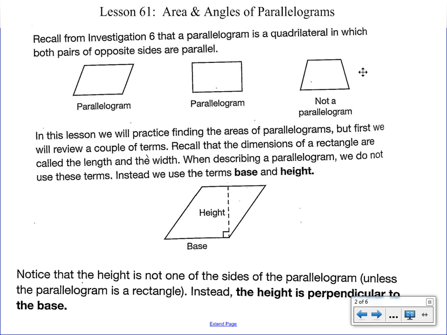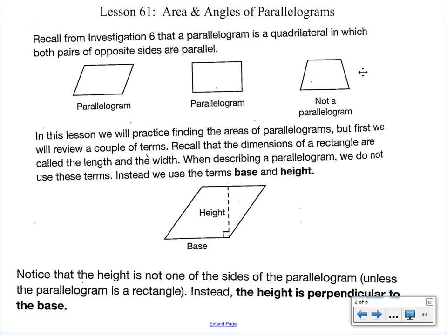What we're talking about today is Lesson 61, Area and Angles of Parallelograms. Recall from Investigation 6. It says recall from Investigation 6. However, you know that we don't do the investigations. So, here's some information for you. A parallelogram is a quadrilateral in which both pairs of opposite sides are parallel. Hence the word parallelogram. Okay?